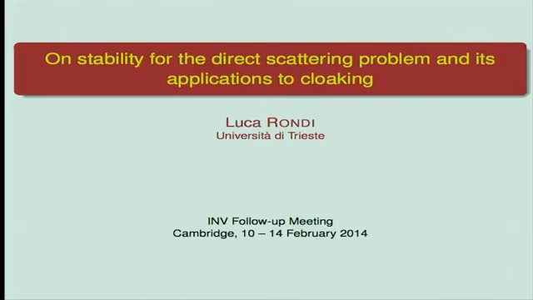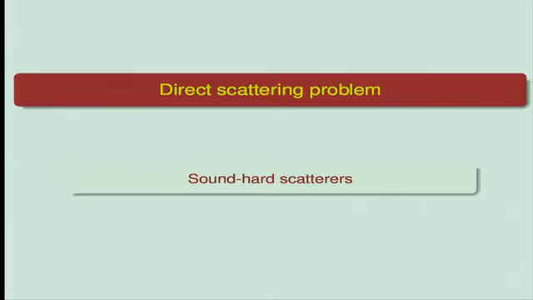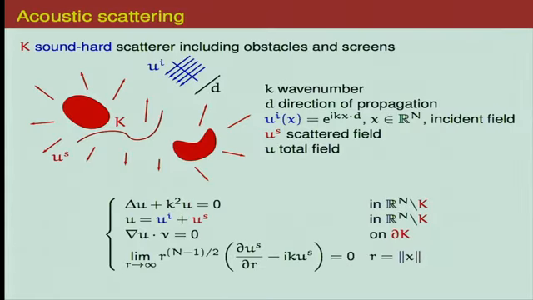So what I would like to talk about is a very classical obstacle scattering problem, and even if the focus is towards inverse scattering, clearly I just want to talk about direct scattering, and then I will try to show you how this might lead to some applications to cloaking. So I'm just starting with a very simple direct scattering problem, and I just want to focus on sound hard scatterers. So the idea is the usual one.